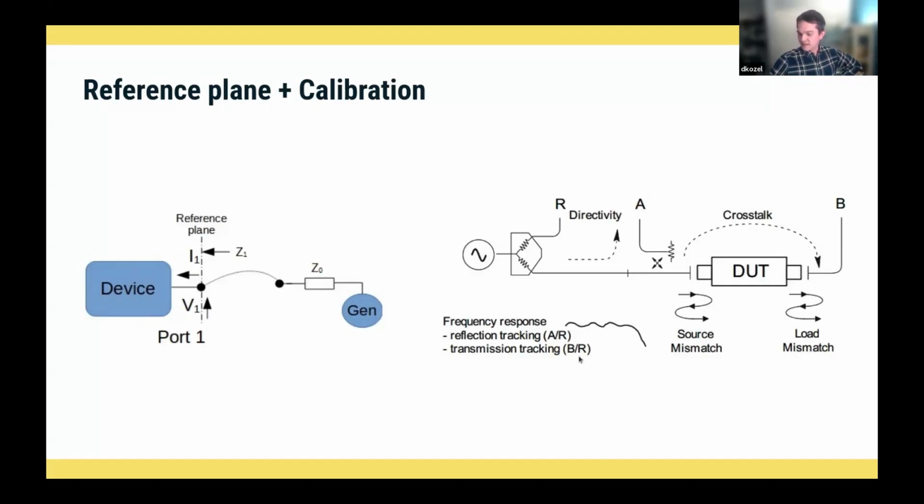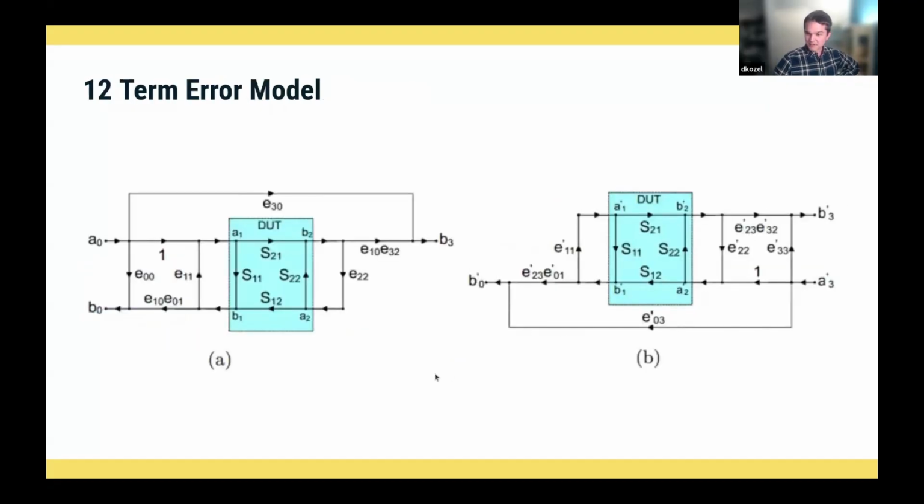Well, we have to account for a whole bunch of different errors that happen along the way. This is a ton of different terms. Hopefully somebody finds it interesting, but this is basically the 12-term error model. And this is what we're solving for when we do our calibration. We want to know, as we're putting power out, how much of it just kind of loops right back.